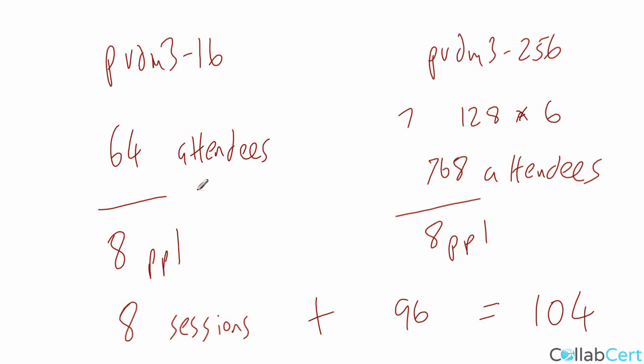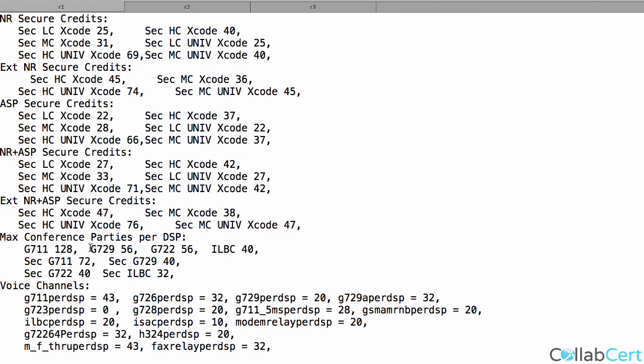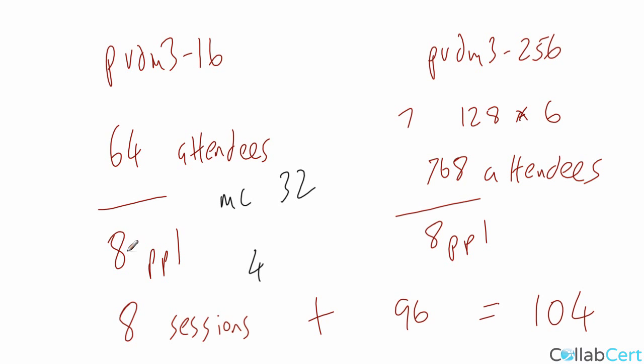Okay, so I'm going to use a different color here. For medium complexity, we've got 32 divided by 8, which is 4 sessions. And let's just make sure it's half for the 256 module. So DSP number 7, and 56 is my number. So not half. In this case it's 56 multiplied by 6. That gives us a grand total of 336 conference participants, which in turn gives us 42 sessions. 42, so the grand total is 46.